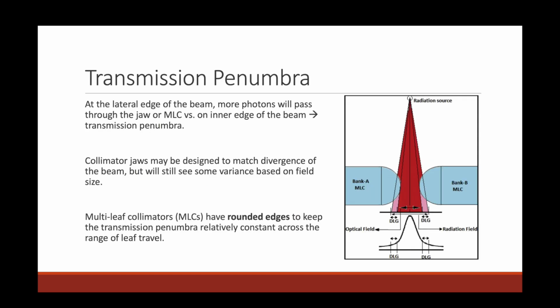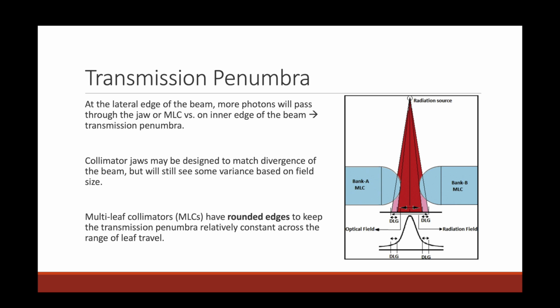The other two types of penumbra, I think, are a little bit easier to understand than geometric penumbra. Geometric is probably the most complicated, and it has an equation associated with it. Transmission penumbra refers to attenuation that happens from the jaws or the MLCs themselves as the beam is passing through. So at the lateral edges of the beam, as shown in this diagram, more photons are going to pass through the jaws or the MLCs than on the inner edge of the beam. On the inside of the beam, the photons go straight through, but on the lateral sides, they're attenuated by the material that makes up the jaws or the MLCs.